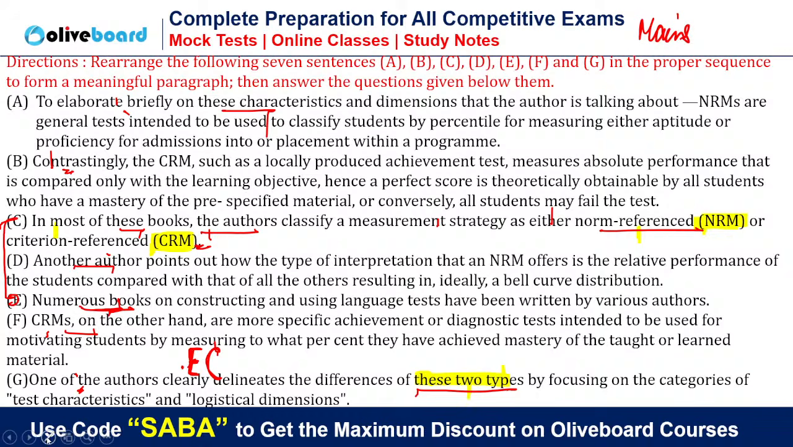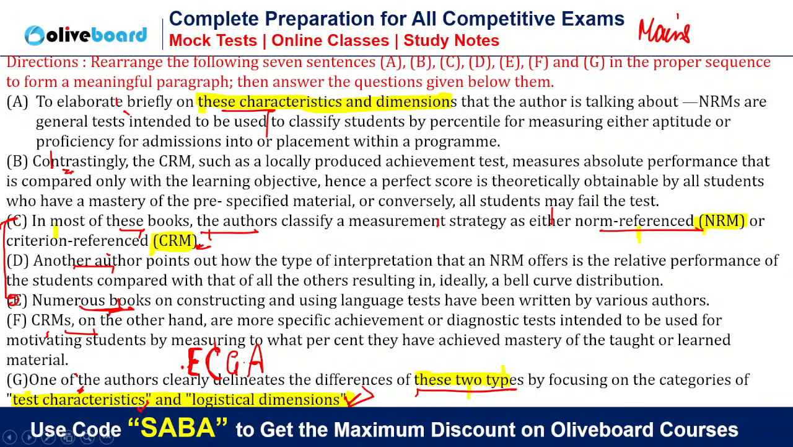So one of the authors clearly delineates the differences between these two types by focusing on the categories of test characteristics and logical dimensions. So first he focused on characteristics and dimensions. Now if you see these characteristics and dimensions, can you see? So till ECGA you can easily do just by following the elimination method. Sorry, pair formation. Any confusion till here? ECGA.